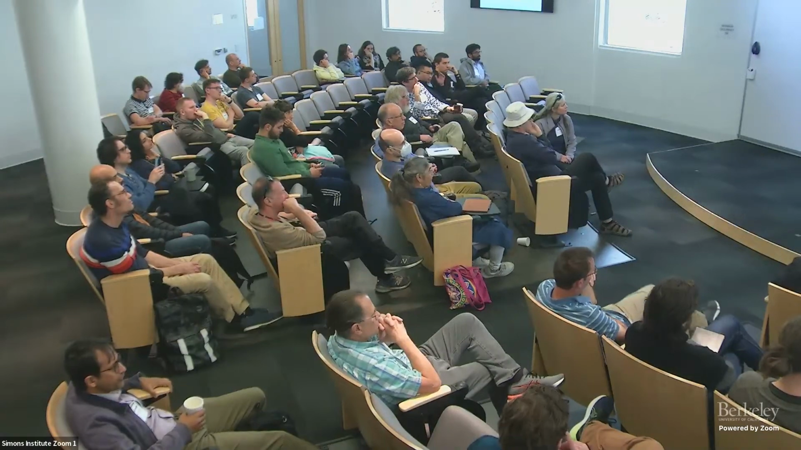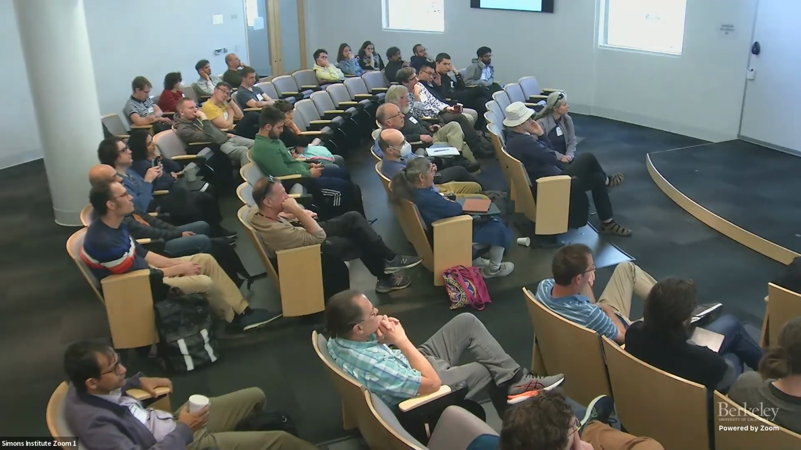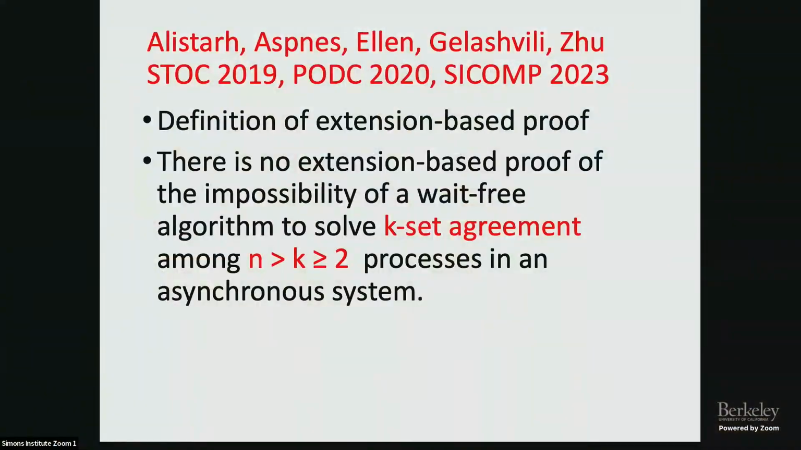When you say there is no proof, there is no short proof? No, no proof at all. So that's really what we've shown here, that there's no proof in this extension-based proof, which is a restricted kind of proof family that can be used to prove this theorem that we know is true. I think if there was a proof, corresponding to short proofs, proof complexity, okay, fine.